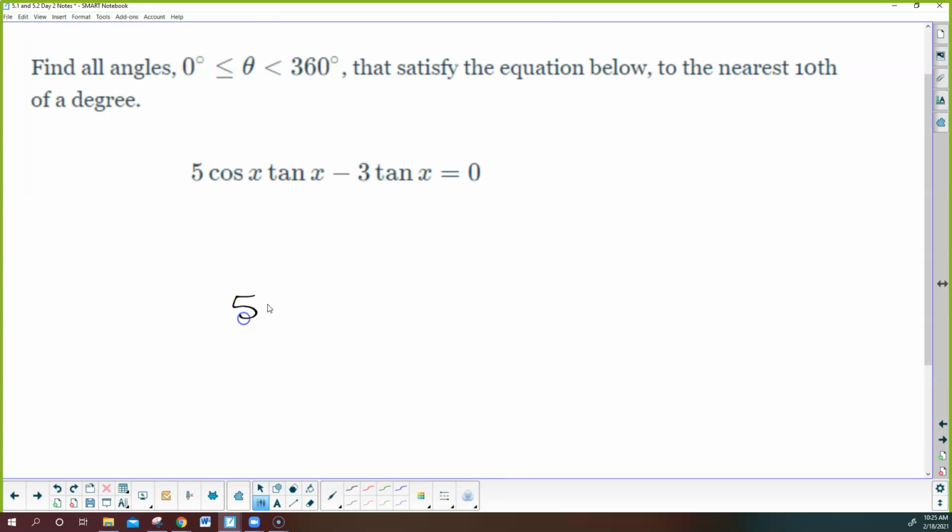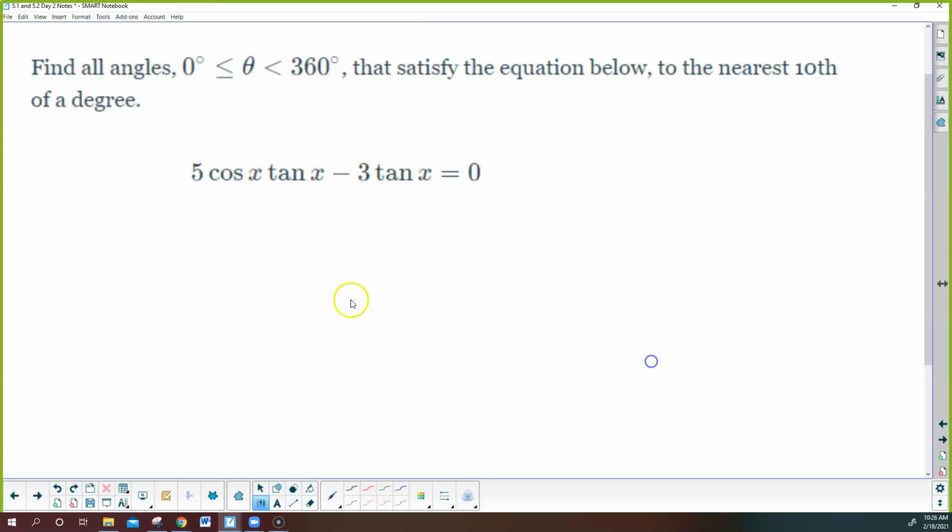we had like 5 heart times a banana minus 3 bananas that equals 0. Well, we have to factor out what these have in common. What do they have in common? They each have a banana. Well, it's the same thing here. They each have a tangent.